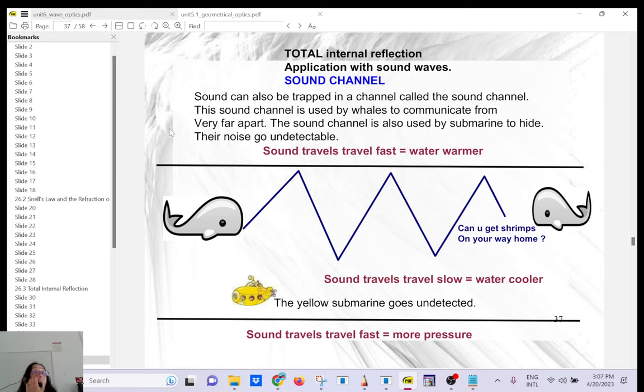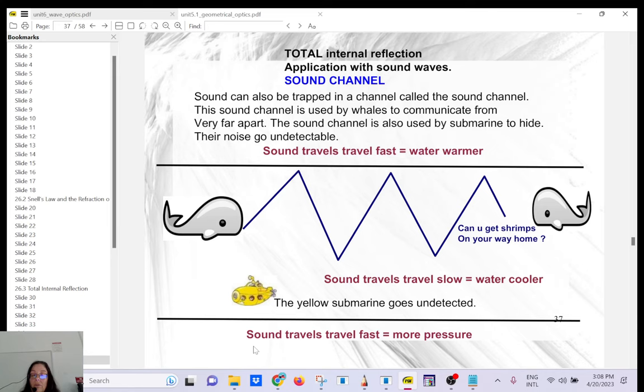But do whales travel in the sound channel too? Yeah, the same sound channel. You are the one in marine biology, so you have to know. I don't know exactly where the sound channel is, but there is a sound channel, so you can Google it. At a certain depth. Yes, exactly, and I'm sure the depth will change because it depends on the temperature and the pressure, but they can figure it out.